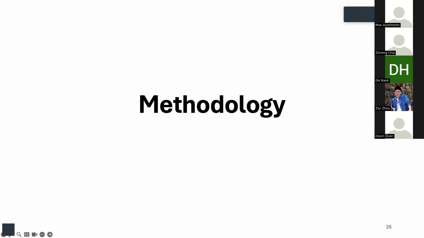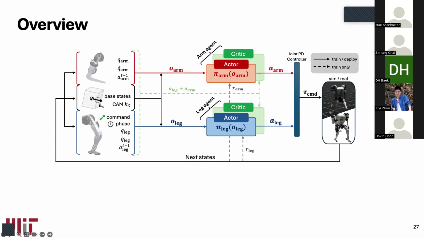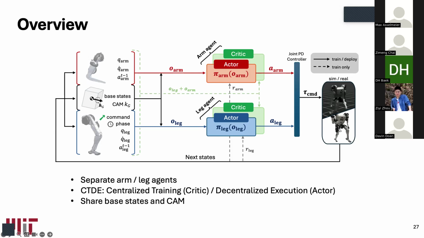So now let's talk about the actual methodology, how we achieve this. This is the overview of the framework. The first thing I'd like to point out is that we model the arms and legs as separate agents, each with its own actor-critic network. The arm takes its own observation, which is the arm parts, and the leg takes the leg parts, while they share the base states and the centroidal angular momentum. So we leverage the centroidal angular momentum to connect those two separate actor-critic networks.